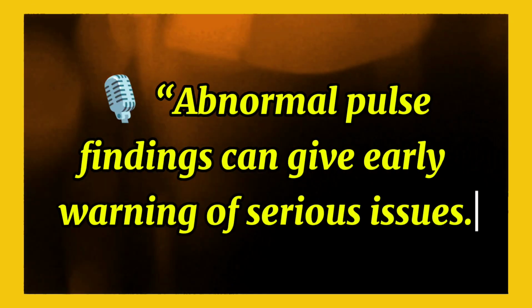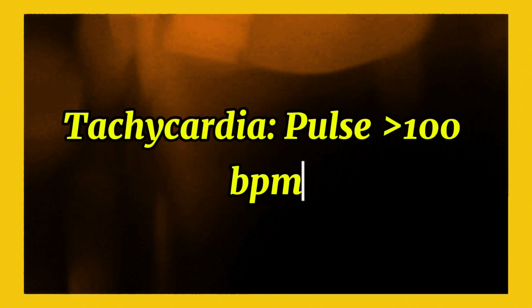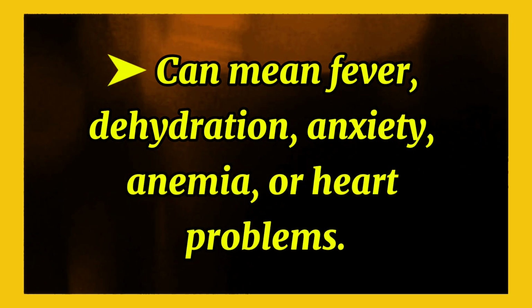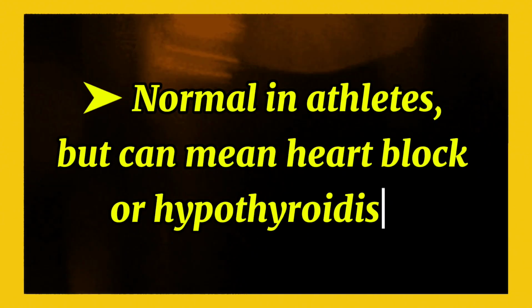Abnormal pulse. Abnormal pulse findings can give early warning of serious issues. Tachycardia, pulse greater than 100 BPM, can mean fever, dehydration, anxiety, anemia, or heart problems. Bradycardia, pulse less than 60 BPM, normal in athletes, but can mean heart block or hypothyroidism.